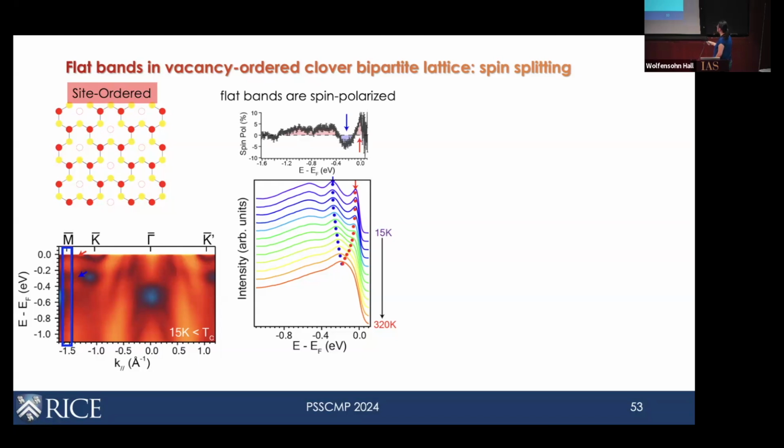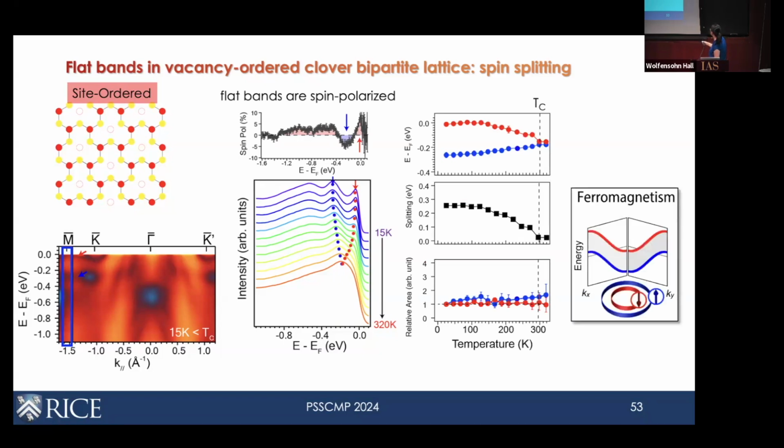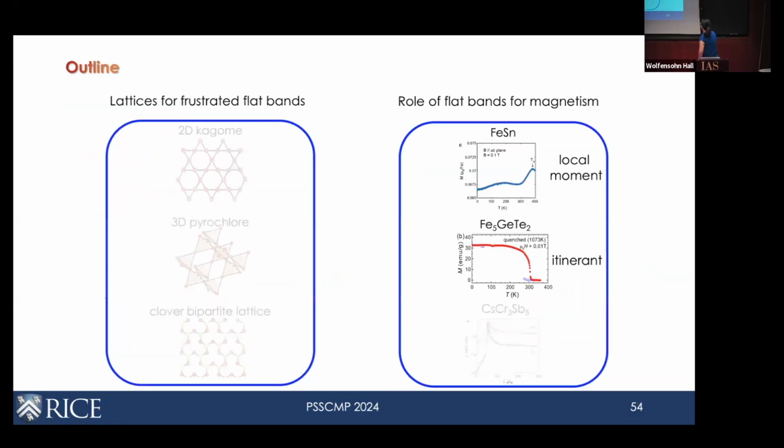We also carried out spin-resolved ARPES measurements, and we can actually see, very interestingly, that these two flat bands have the opposite spin polarization. So this is suggesting to us that in this situation, we have a flat band near the Fermi level that becomes spin split as you enter the ordered phase below TC. So this is a very contrasting behavior to the iron tin situation I told you about earlier, right? Even though they both have flat bands near the Fermi level, they could have very different origins.